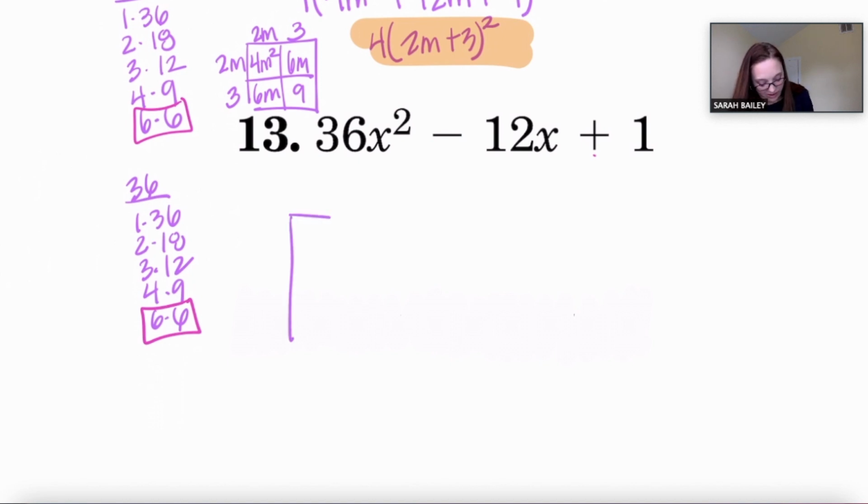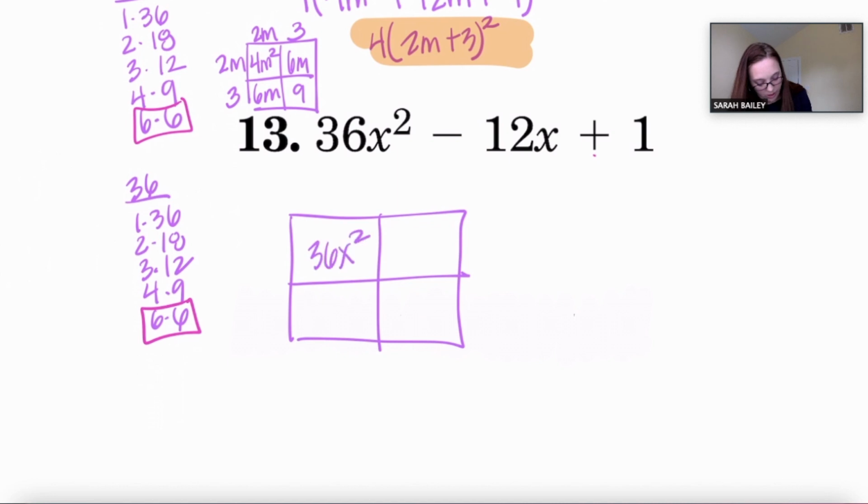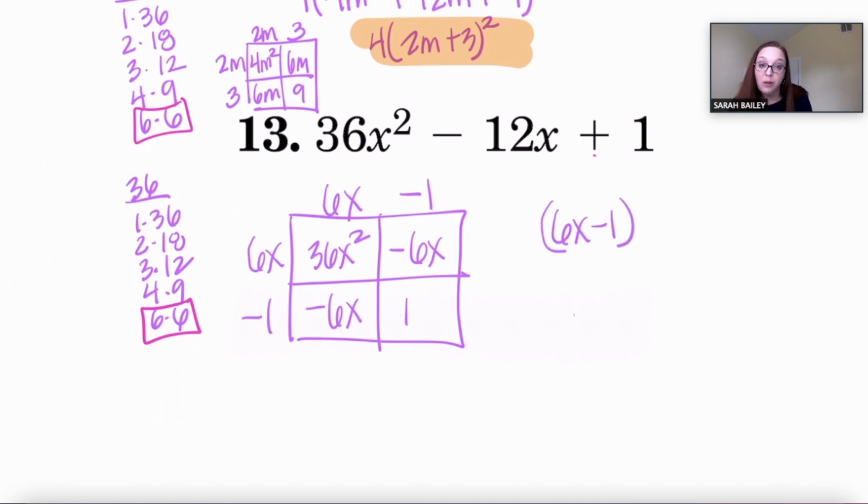Let's double check. So we're going to make our box. We got 36x squared and a 1 there. We need these to be negative 6x's. So here you're going to take a negative 1 out. Since that negative sign is right up against here, you pull out the negative there. This would be a 6x. This is a 6x. And again, a negative 1 there. So it becomes 6x minus 1 times 6x minus 1, or 6x minus 1 quantity squared.